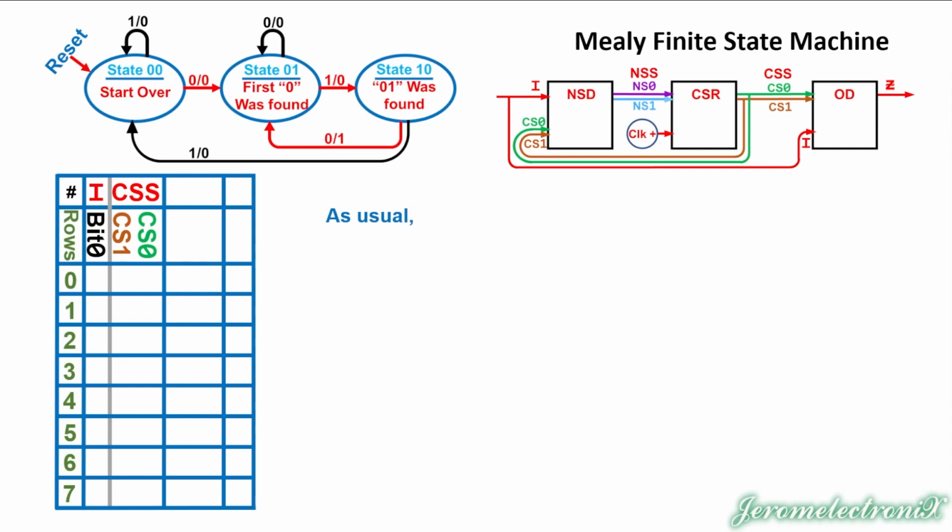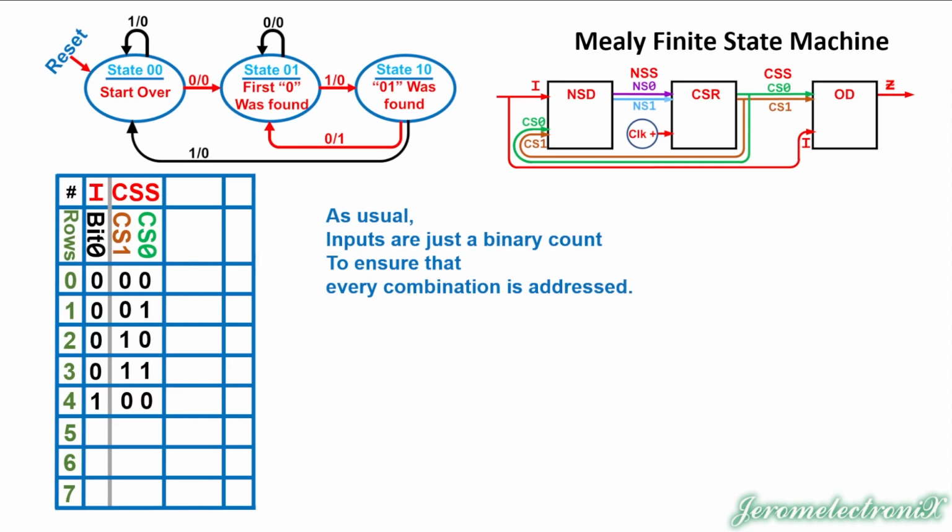Now, as usual, you already know what we're going to do with inputs. It's just a binary count, because that ensures that every combination has been addressed. And I've got the little gray line to separate the input stream, the number stream, from the CS0 and the CS1, because they are kind of different entities, but they are still all inputs. So we just numbered them accordingly.